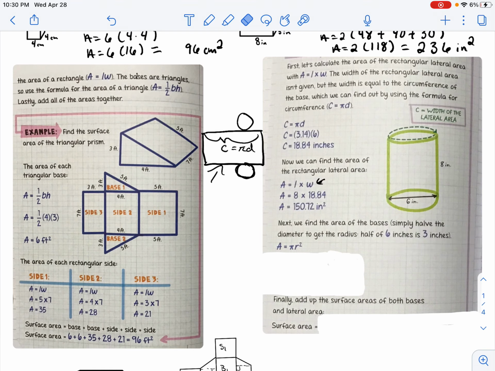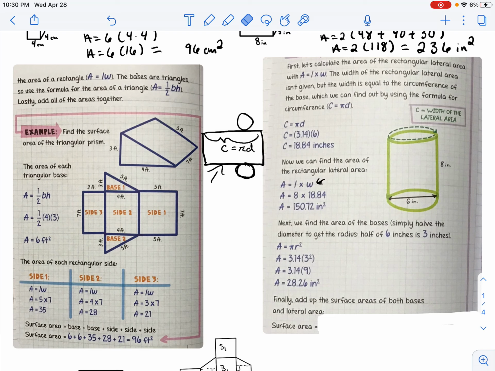Okay, now remember, we're given diameter. We need to find pi r squared, so our radius is half of our diameter, so half of 6 is 3. Okay, now that we have that, we just plug it into the equation. Area equals pi times r squared. Well, our r is 3, so 3 squared is going to be 9. 9 times our pi, or 3.14, is going to give us 28.26 inches. So we found the surface area of the circle.